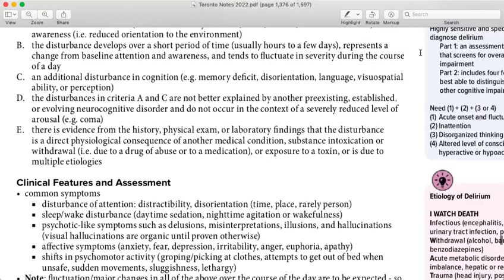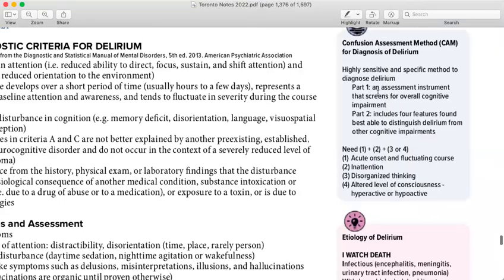Here is the Confusion Assessment Method, highly sensitive and specific, compared with the MMSE. Part one is the assessment instrument that should be used. Part one and part two, the four features, should be used: acute onset and fluctuating course, inattention, disorganized thinking and altered level of consciousness can lead towards the diagnosis of delirium.